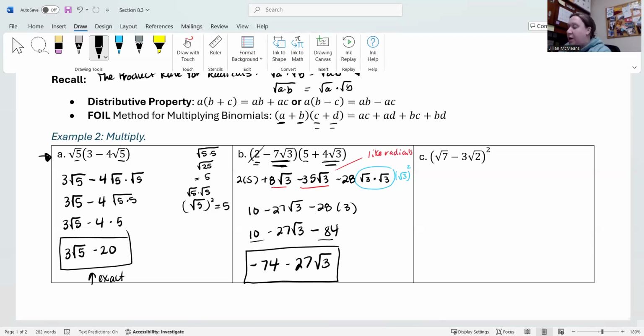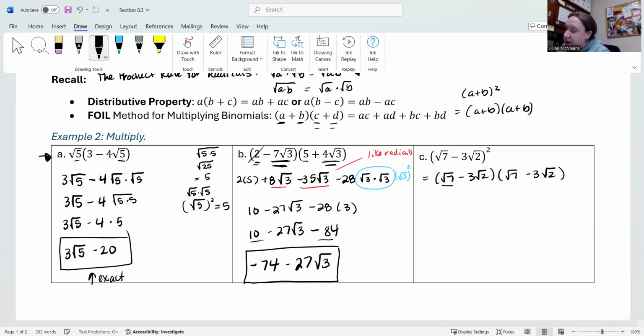Okay? Now, part C, we talked about stuff like this again when we were dealing with polynomials. And even though these are not polynomials, a lot of those rules apply. If I had something like a plus b quantity squared, that was equal to a plus b times a plus b, and then I would have to FOIL, okay? Same thing's happening here. This is really the square root of 7 minus 3 square root 2 times itself. And we would need to do that FOIL method. We're going to do that same process of distributing twice.